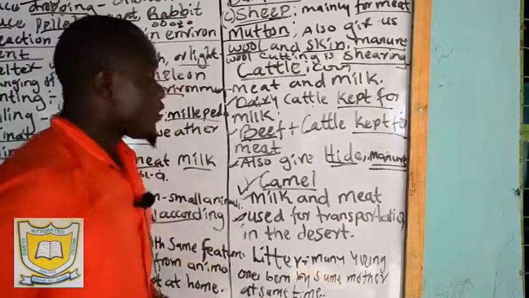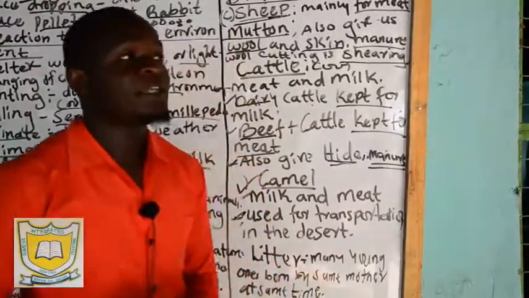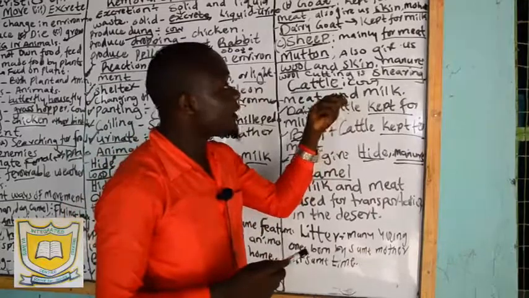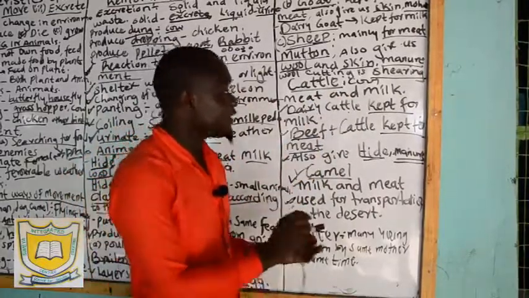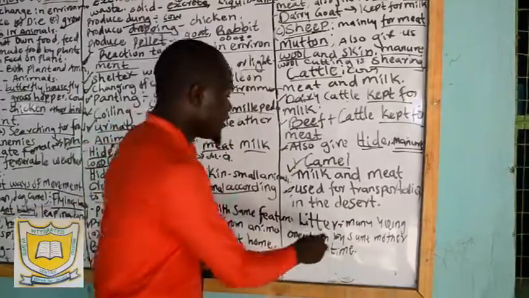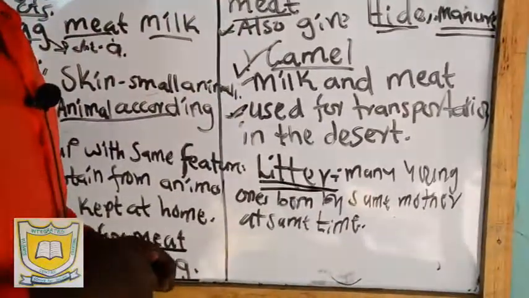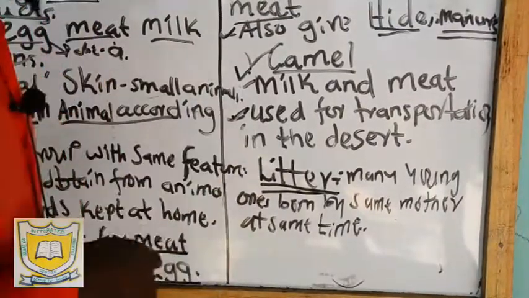Now, a mother can give birth to many young ones at once. What is the name given to those young ones of an animal that have been given birth to at the same time, but there are many? These are called a litter. Litter refers to many young ones that have been given birth to by one mother at the same time.